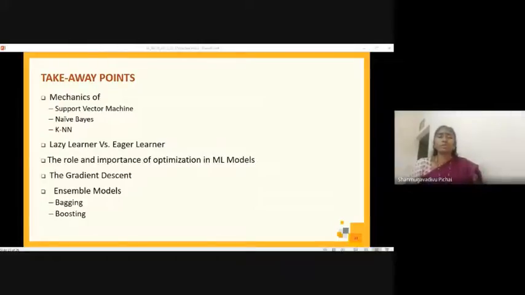I think we are towards the fag end of the session, so let us conclude with the takeaway points. We have discussed the mechanics of support vector machine, Naive classifier, and KNN. We also discussed the merits, demerits, and the application domains of these approaches. Now you will be able to understand the difference between supervised learning and unsupervised learning, because it was explained well with respect to KNN. Then you also know what you mean by lazy learner as well as eager learner.